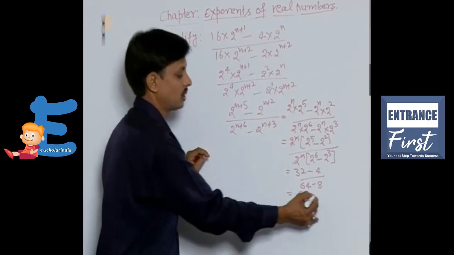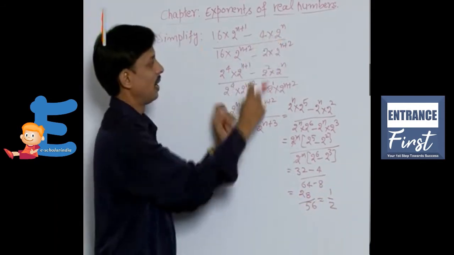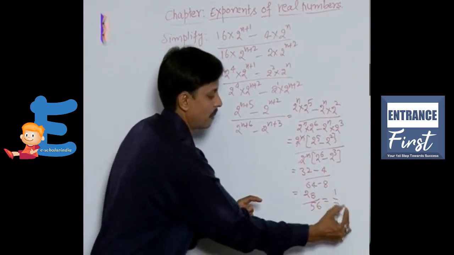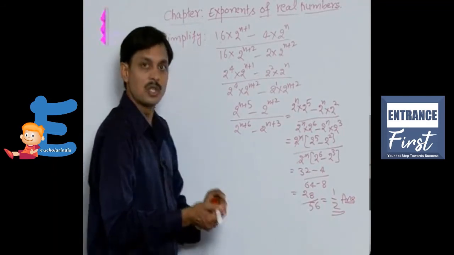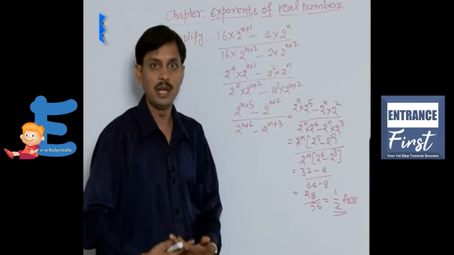28 upon 56, its simplest form is 1/2. So this total value results as what? Half. This is the simplification. Some similar problems I will also share with you where the level of difficulty will be much more.